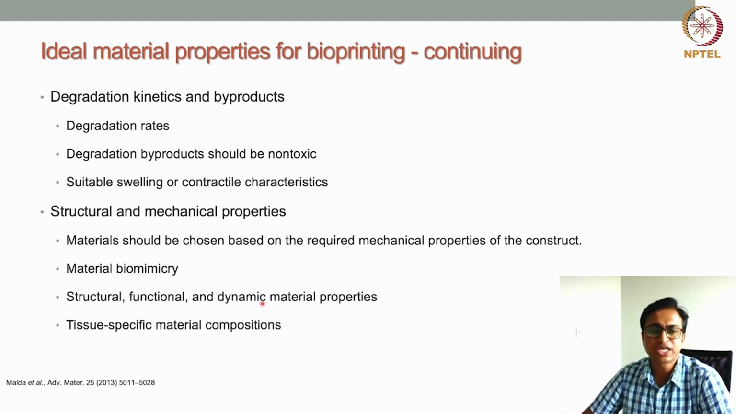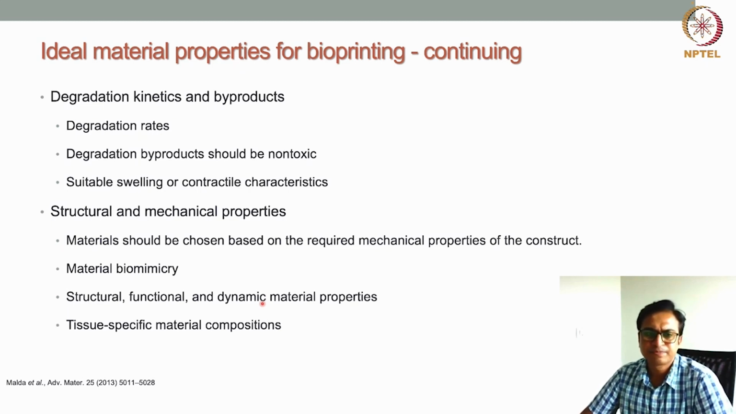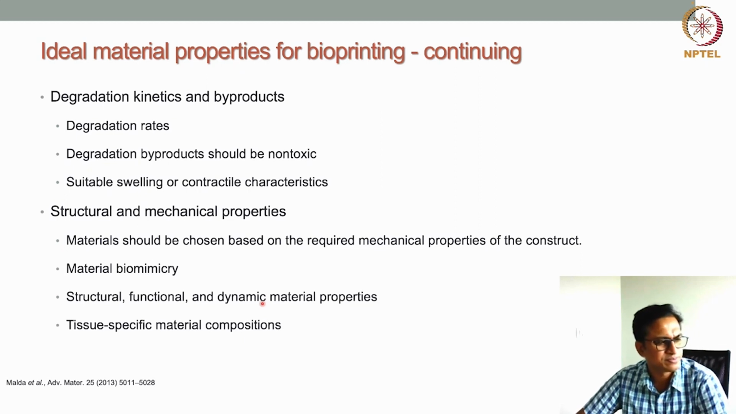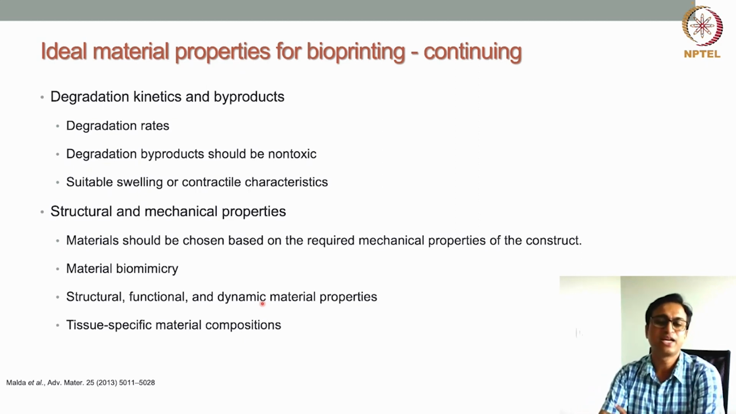Then the structure and mechanical properties of the biomaterial are also important, right? When we choose biomaterials for particular tissue engineering applications or particular bioprinting, we always try to understand the physical, chemical, or mechanical properties of that particular tissue. Accordingly, we choose a material, or the concentration of the material, so that the mechanical properties of the construct are matched. So materials should be chosen based on the required mechanical properties of the construct.